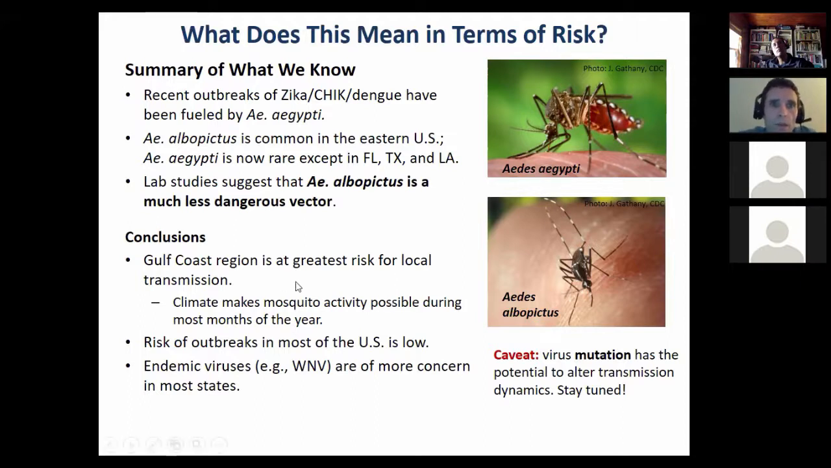And so my conclusions are that the Gulf Coast region is at greatest risk for local transmission. Climate there makes mosquito activity possible during most months of the year, and the risk of outbreaks in the United States for most of these diseases is pretty low.